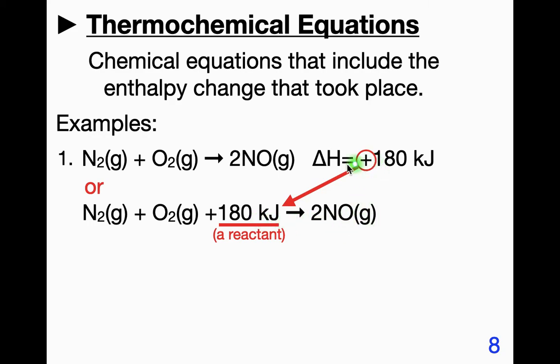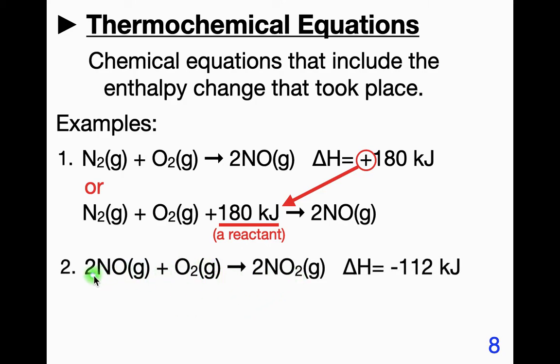So positive, and the main point here is you need to understand that both of these reactions give you exactly the same information, just in different ways. The delta H value here off to the side means that 180 kilojoules of energy is required, which means exactly the same thing here. It's included as a reactant.